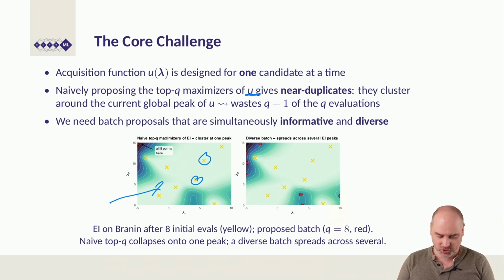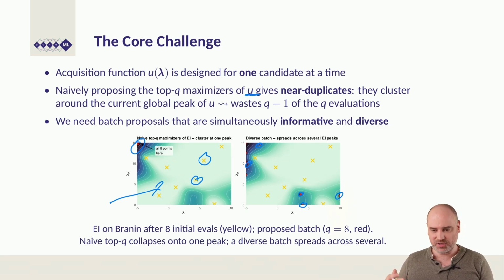which is of course stupid, right? Because now all 8 points get pretty much placed here. What I would like to have is something where maybe a point is placed here, a point is placed here, a point is placed here, and here. So that I'm exploring all of these interesting bumps in the EI surface.